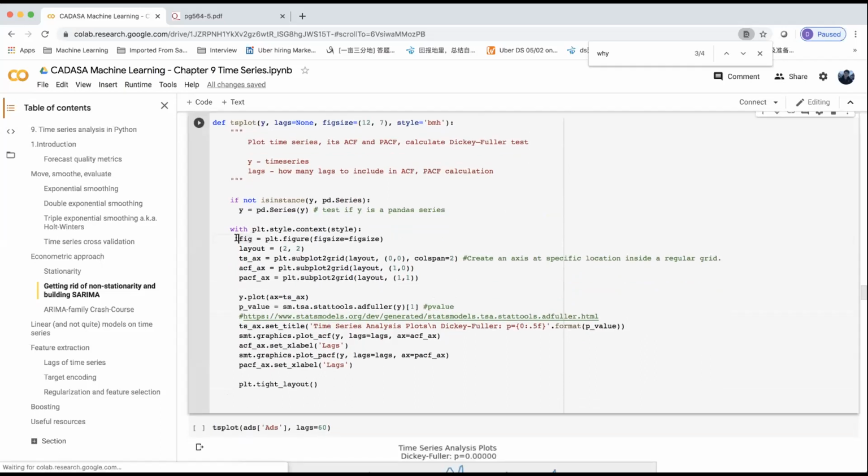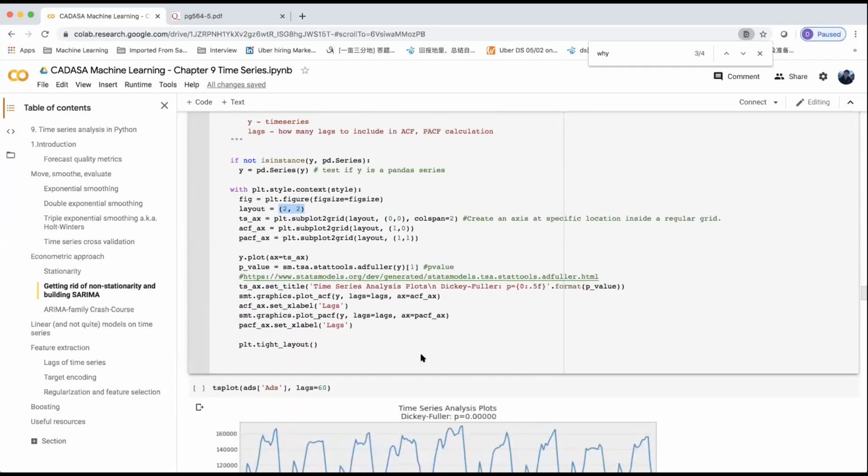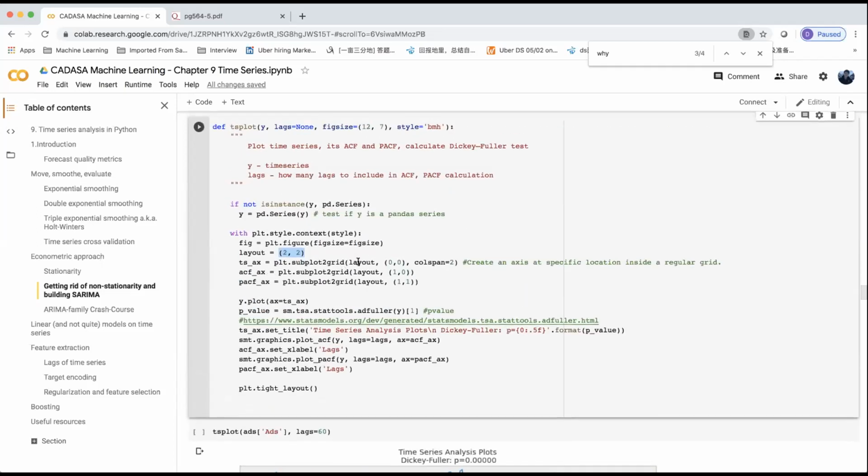Basically, this makes a panel for the different plots. The subplot to grid function absorbs 3 arguments. The first argument is the layout. For this one, we want a 2 by 2 graph, that is 1, 2, 3, 4, 2 columns, 2 rows. Since the first graph is really big, we want 2 by 2 here. So you first have to tell it what kind of layout you want for the graph.